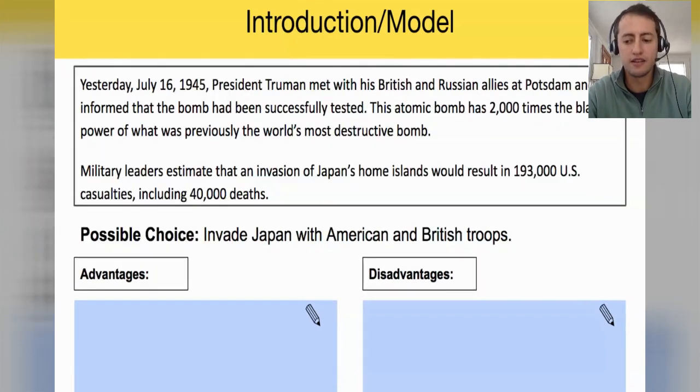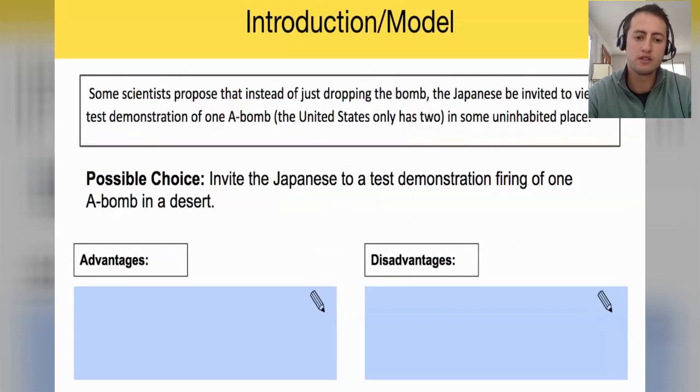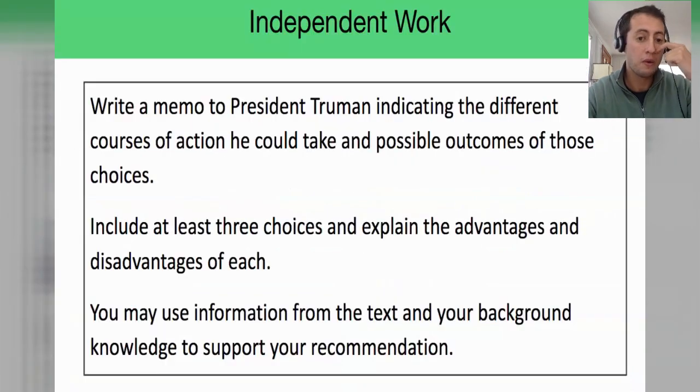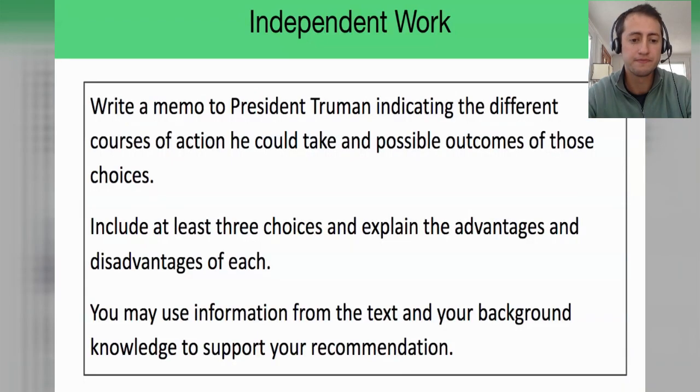If you model this slide for students, then they'll get a good understanding of what to do here in writing the advantages versus disadvantages. And they're just continuing this for each of the following ones, looking at the possible choice and what are the advantages and disadvantages. Once they've done that, they're then going to write a memo to President Truman, explaining the advantages and disadvantages of each of the potential scenarios for ending the war with Japan, and they can take a position here.